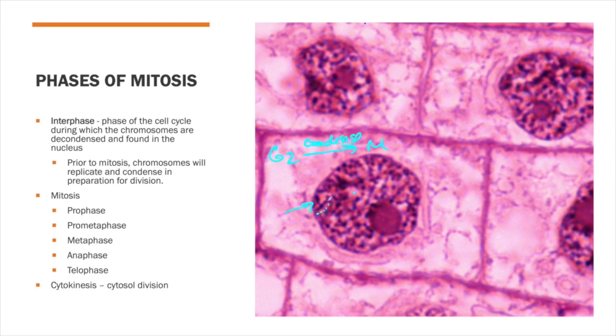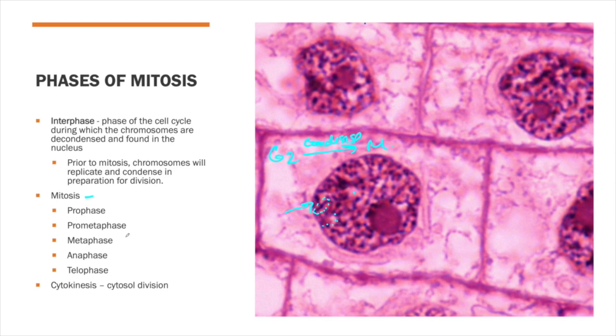You can see that these chromosomes are starting to condense, but notice they're still spread out in their territories. They are not necessarily in that X formation that we are used to seeing. So prior to mitosis, the chromosomes do replicate, and that's what's happened here. We have multiple copies, that's why there's so many, and they'll begin condensing, getting much smaller in preparation for division.